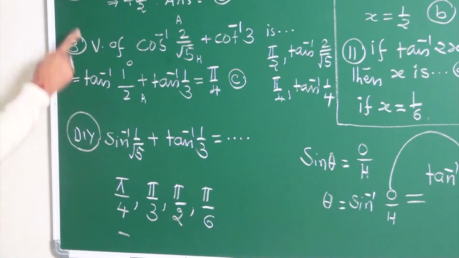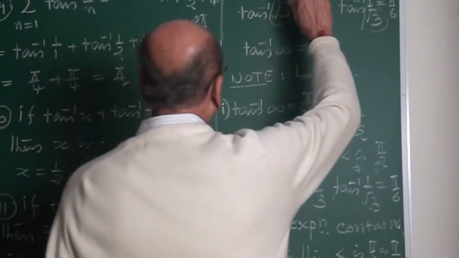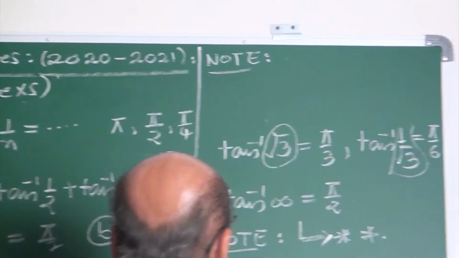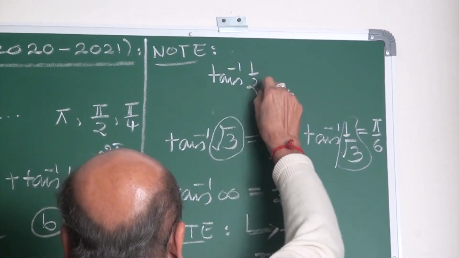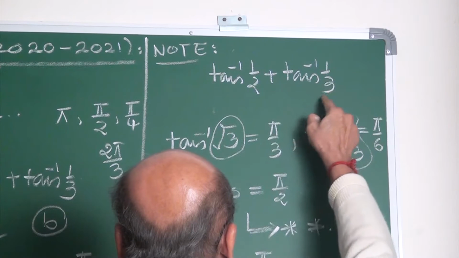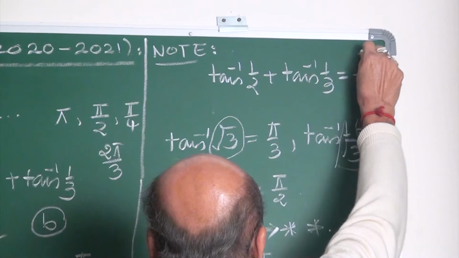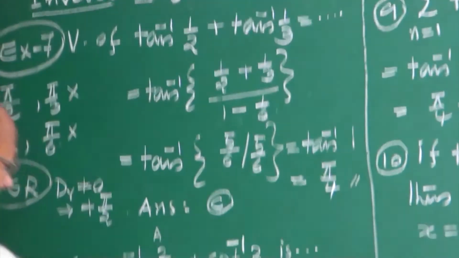Pi by 4. Now you can take this as your standard result, my friends. That is tan inverse 1 by 2 plus tan inverse 1 by 3. It is 2, 3. What is the denominator? 4, my friend. It is pi by 4. Yes, looking at what cot inverse 3 is, tan inverse 1 by 3.